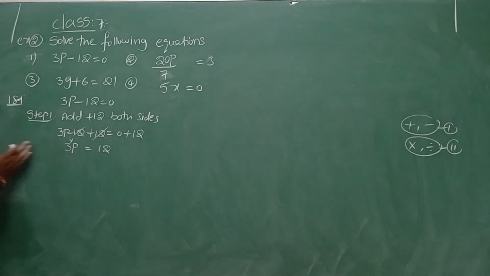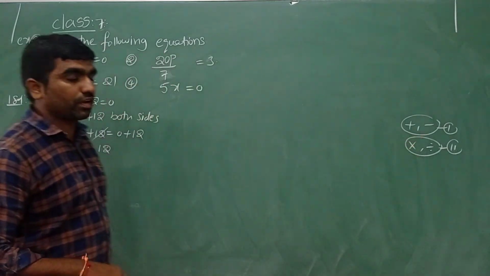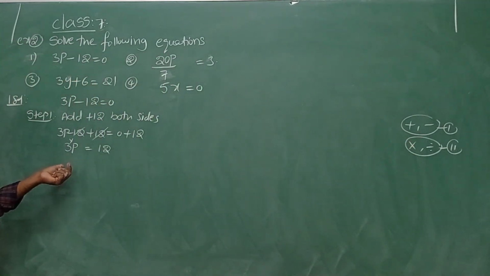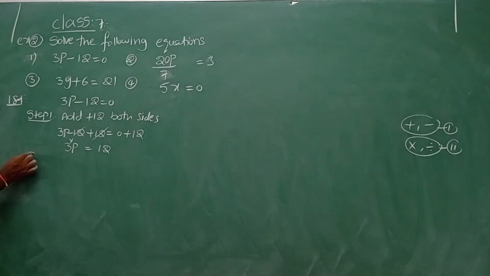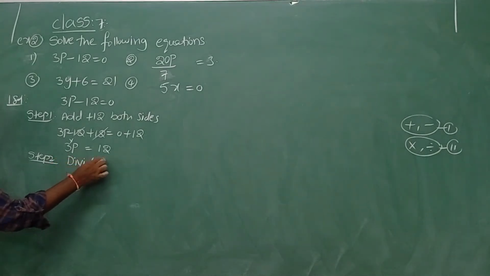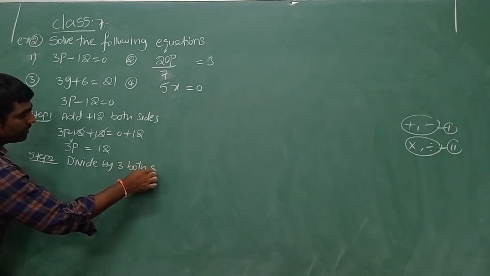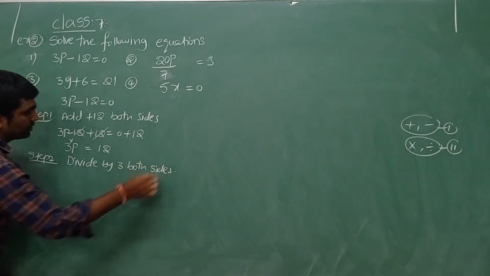To make p separate we have into 3. How can I remove that into? When we have into, what do I say? Do division. So divide. What can we divide? How much can we divide? The same number. Divide the same number on both the sides. Yes. Now tell me what is step 2? Yes, we can write divide by 3 on both the sides. Divide the same number on both sides.